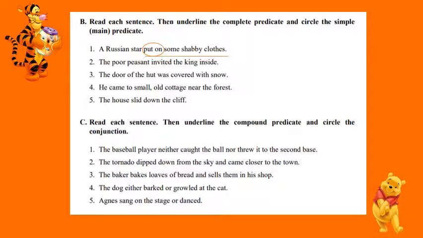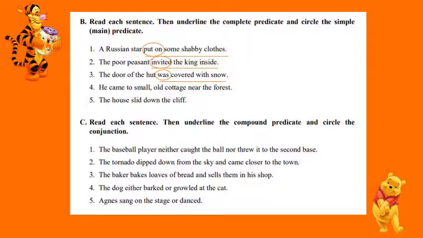Two, the poor peasant invited the king inside. Invited the king inside is the complete predicate. Simple predicate, the main verb is invited. Three, the door of the hut was covered with snow. Was covered with snow is the complete predicate. What is the simple predicate? The simple predicate here is only was. Pay attention, covered has ed at the end, so here it serves as an adjective, a describing word. So we do not consider it among the verb. So was is the only verb here, the simple predicate.